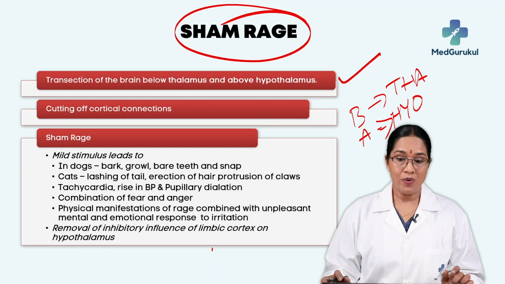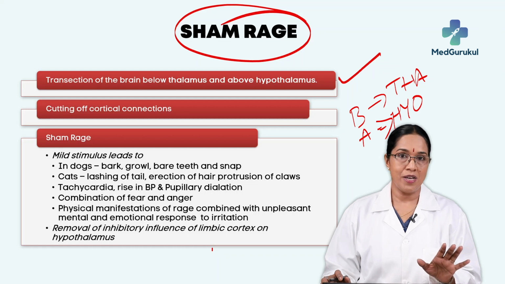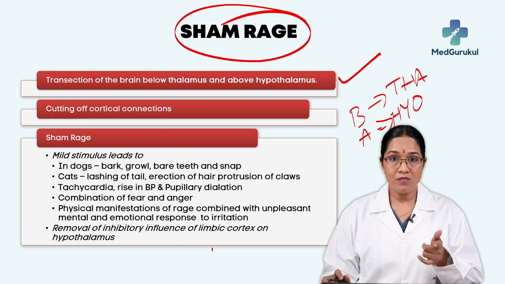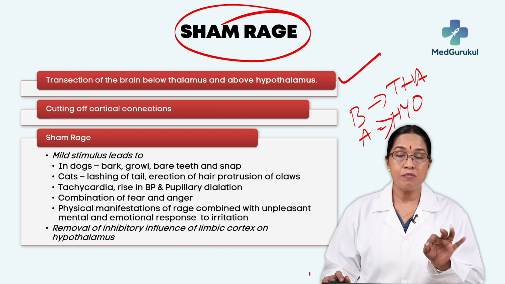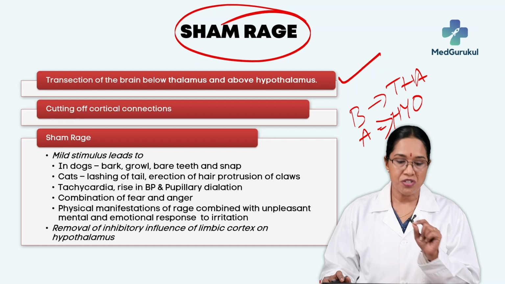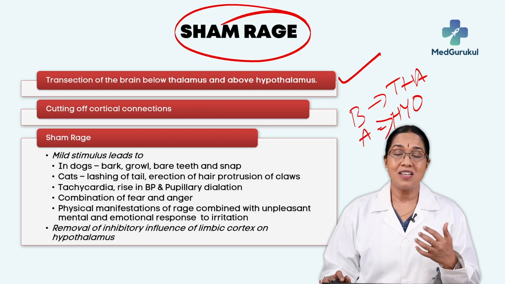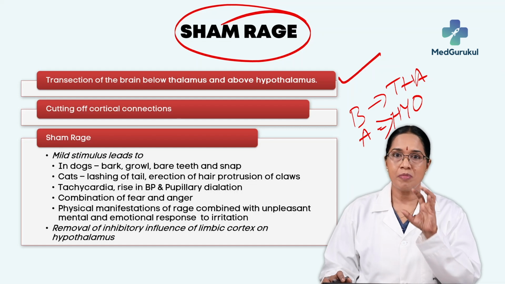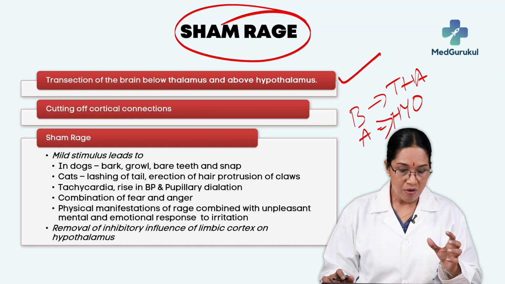So, when this experimental setup is made, that is, cortical connections cut off below the thalamus and above the hypothalamus, and you stimulate the animal, you need to talk about when a mild stimulation is given. Any little thing, in dogs if you see, they start barking, they growl, they snap. That means they become very aggressive, they bare teeth.